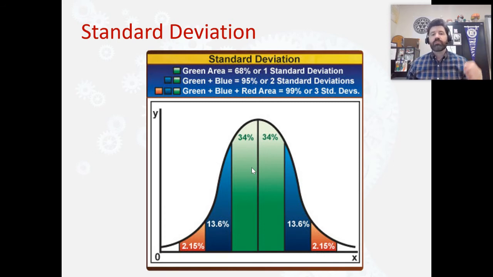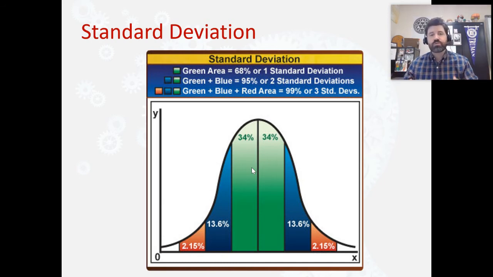And so that's another number you just need to commit to memory. 68%, 95%, and 99%. Those three numbers: 68% is within one standard deviation of the mean, 95% is within two standard deviations of the mean, and 99% is within three standard deviations of the mean.